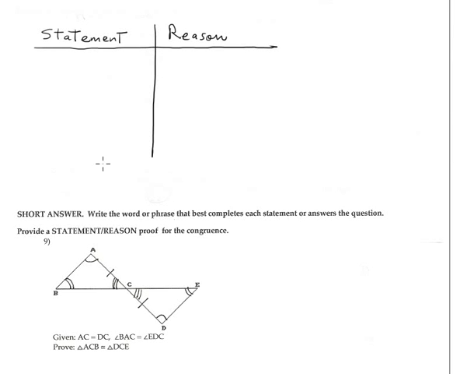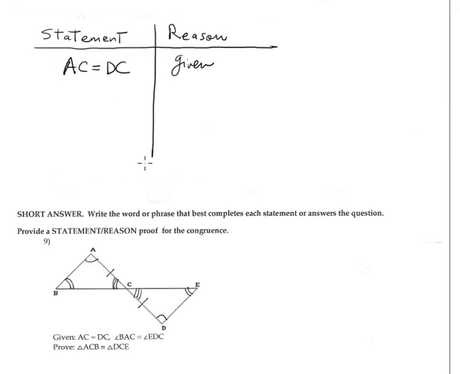Okay, write in word or phrase the best completed statement of the answer and the equation can provide statement reason proof for the congruent. So we have to prove that the triangle ACB is congruent with the triangle DCE. It's given the segment AC is equal to DC, and the reason is given.